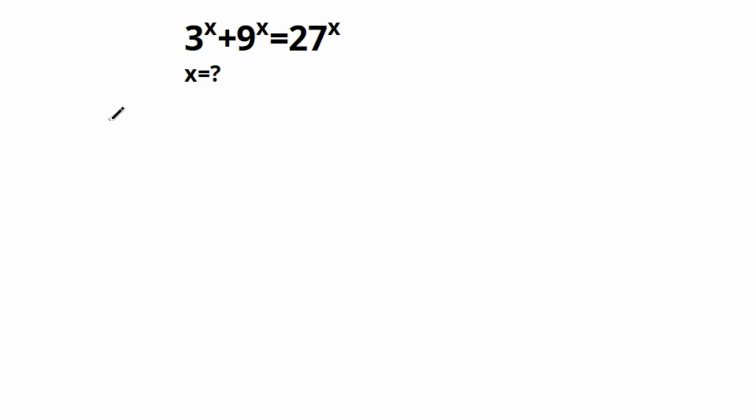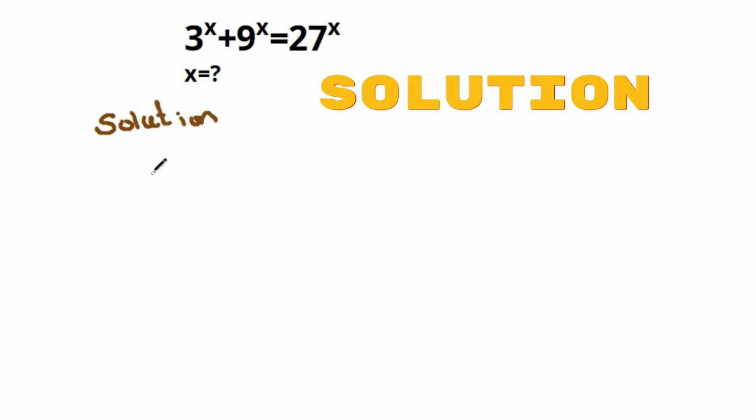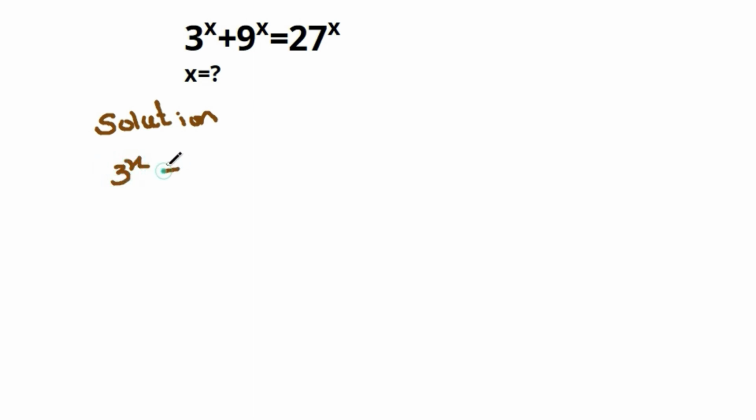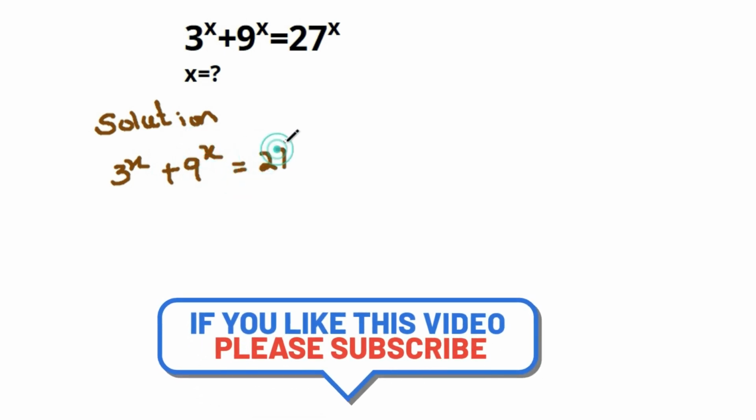Solution of this exponential equation: 3^x + 9^x = 27^x. We will solve it for the value of x.